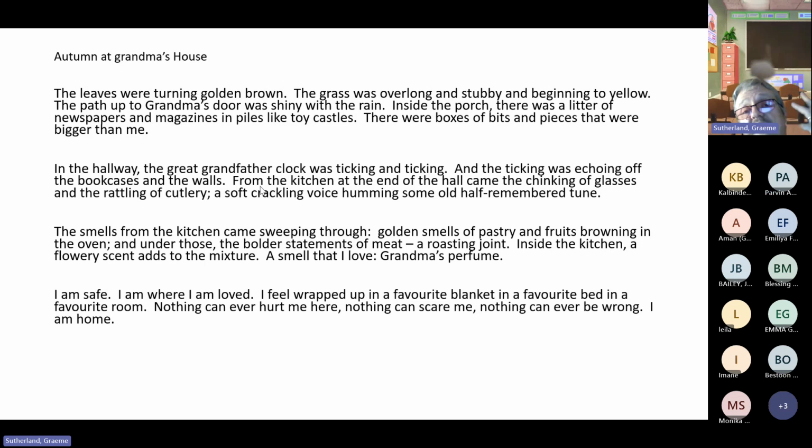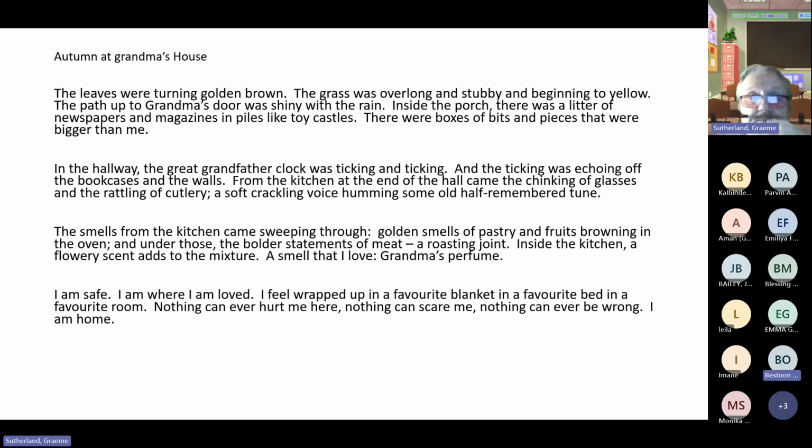But at the end of the hallway, from the kitchen, we're not inside the kitchen, we're just hearing the sounds coming out of the kitchen. Chinking of glasses, rattling of cutlery. What am I doing now? Sound again. Onomatopoeia. Kitchen noises.